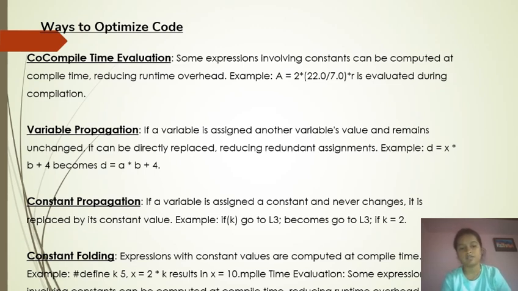Then the fourth one is constant folding. Expressions with constant values are computed at compile time. For example, k = 5 and x = 2 * k, then it results in x = 10, as we have stored k's value as 5.